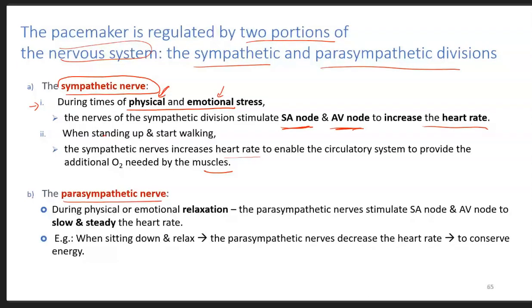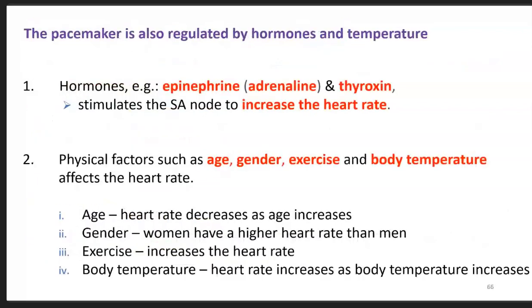So the next division is the parasympathetic nerves, okay. So yang ini untuk slow down the heart rate, okay, slow down the heart rate. So this is during physical and emotional relaxation, or rasa tenang ataupun you are at rest, for example. So the parasympathetic nerves stimulate the SA node and also AV node to slow and steady the heart rate. Okay, so example when you are sitting down and also dalam keadaan yang relax lah. So the parasympathetic nerves decrease the heart rate to conserve energy. Okay, and yang first one to use energy lah, and the second one is to conserve energy.